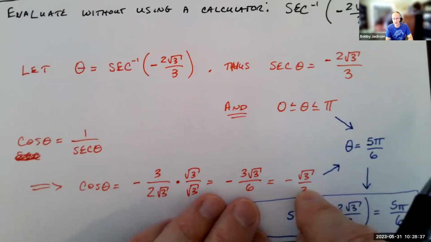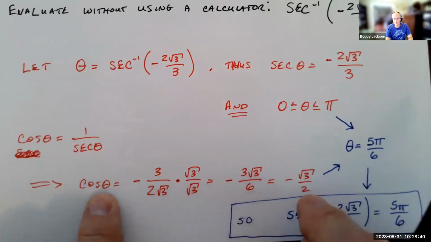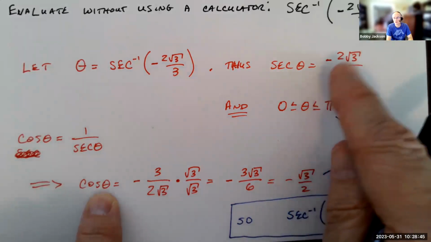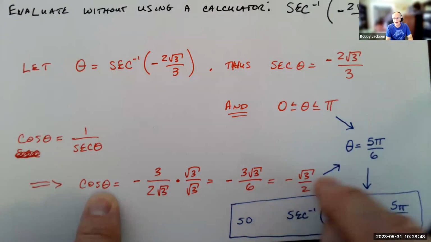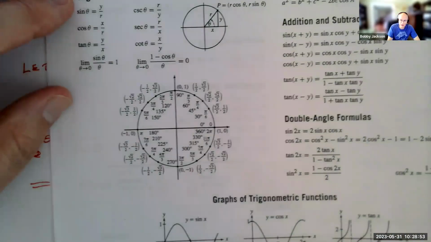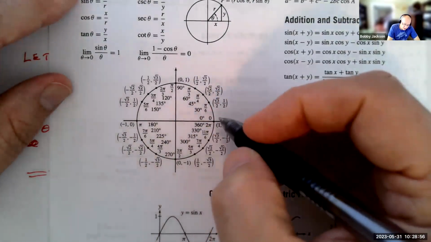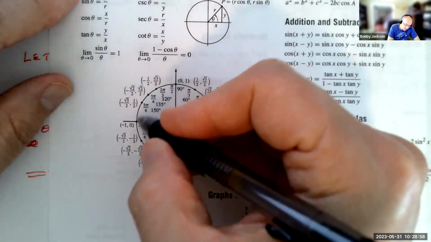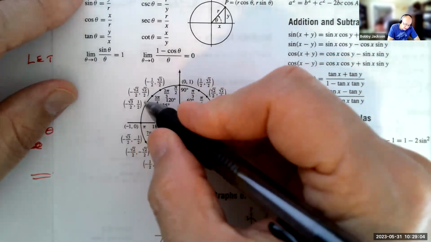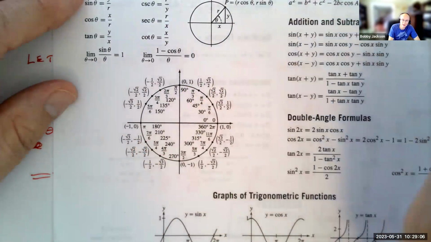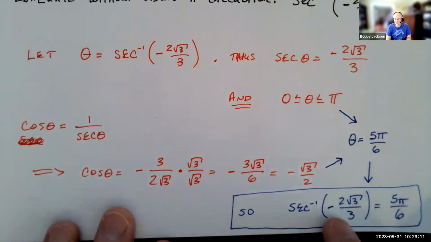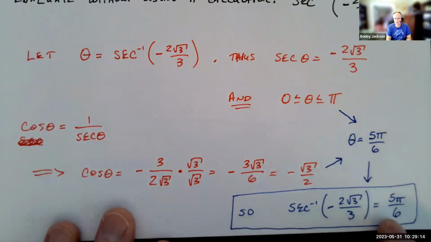So basically what we're saying is, we want to find where cosine theta is equal to -√3/2, because that's where secant theta is equal to -2√3/3. And we want theta between 0 and pi. So if I go to my unit circle, remember the cosine is the x coordinate, where on the interval from 0 to pi is the x coordinate -√3/2? Answer: 5 pi over 6. Right. And so our angle we're looking for is 5 pi over 6. Therefore, the inverse secant of -2√3/3 is 5 pi over 6.